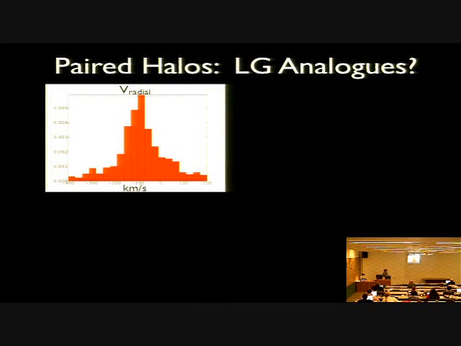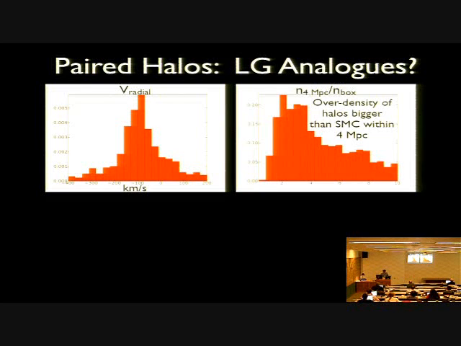First thing we did was look at the properties of these pairs, starting with the relative radial velocity of the two halos. We found that they're preferentially moving towards each other, with a peak at about negative 100 kilometers per second. We then went ahead and looked at the environments that the pairs tended to live in, which we defined as the overdensity of halos larger than about the Small Magellanic Cloud within 4 megaparsecs. And as you can see, they pretty much all live in overdense environments, at least greater than 1. But as per the very long tail, a lot of them live in extremely overdense environments.